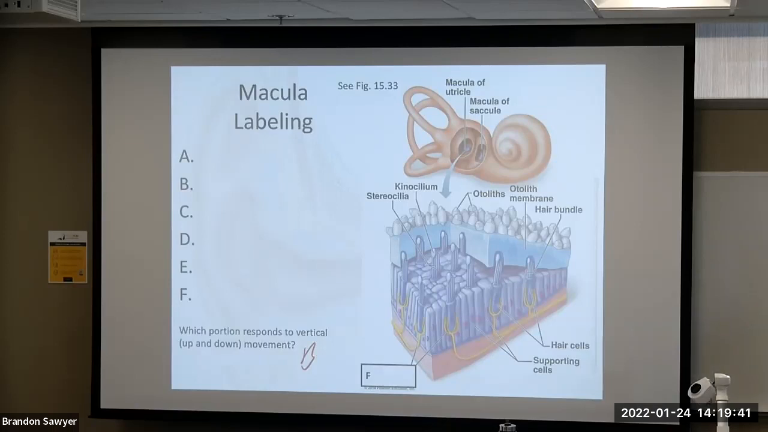And then F would be neuron fibers from which nerve? That same one, right? Cranial nerve 8, vestibulocochlear nerve. Right? And specifically within that, the vestibular nerve. All right, questions on any of those structures?